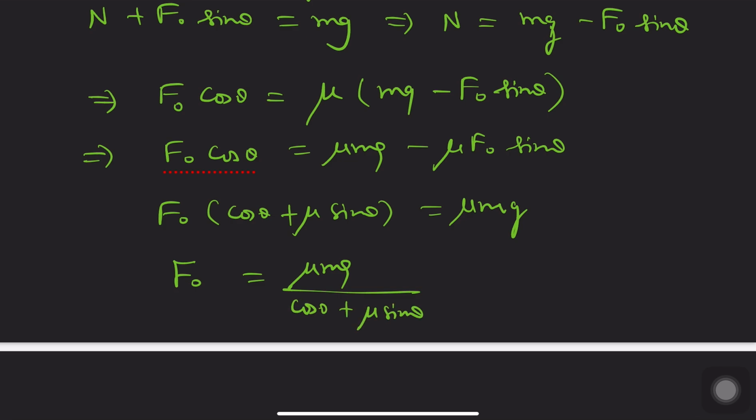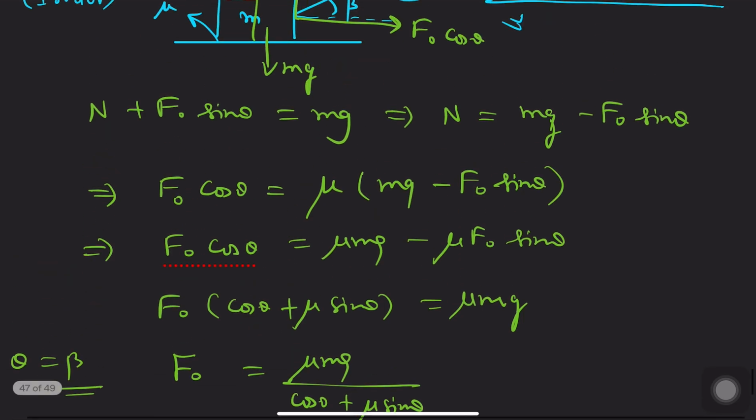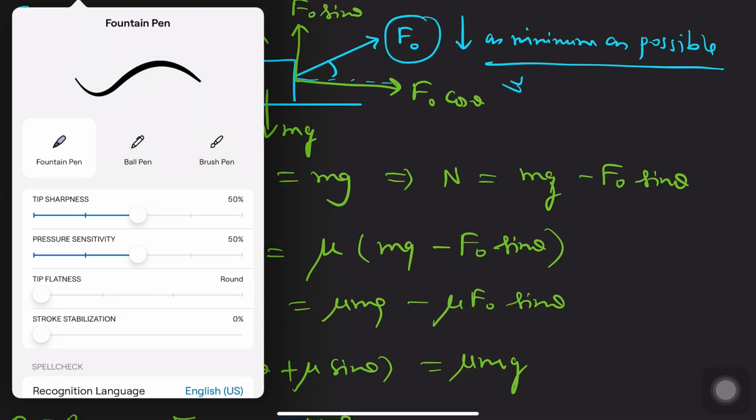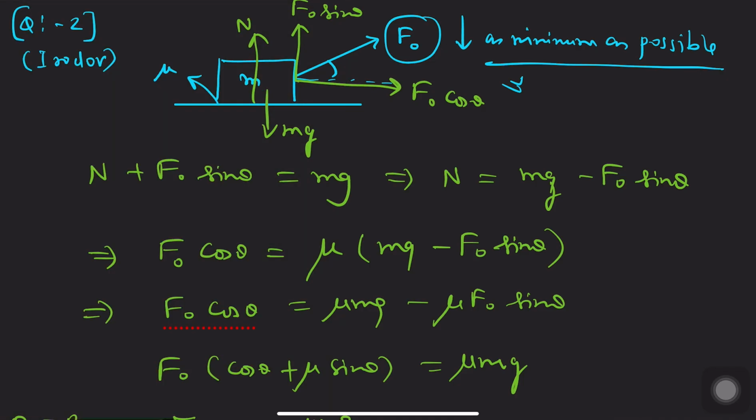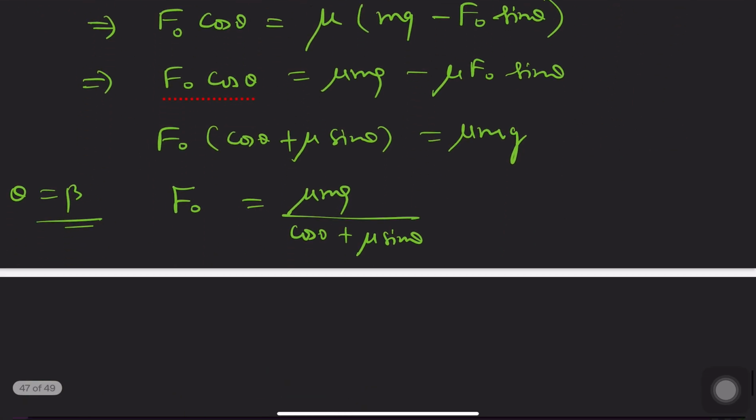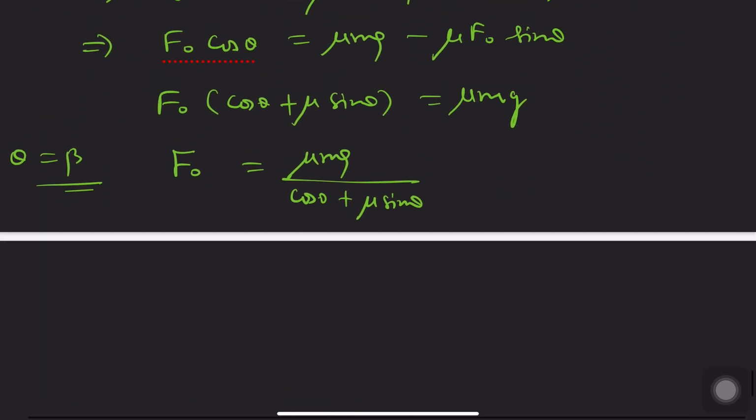This theta is nothing but beta only. I have taken theta from the start. In the book it was given as beta, so I think I have taken it directly from there, but I am solving in terms of theta. Suppose this angle is theta. So F naught becomes a function of theta.